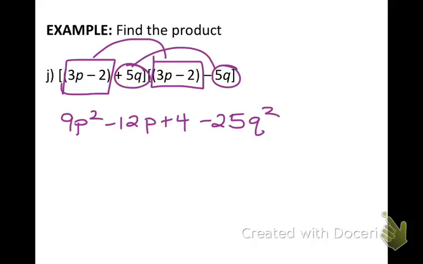A little less work. So if you notice, my first term and my first term are the same. Last terms are the same, just opposite in signs. Just multiply the first and last. But that only works when everything is the same except for the signs.